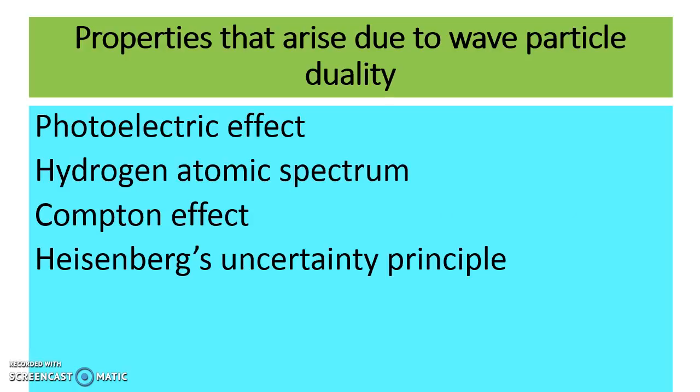Combining these two properties, namely the wave and particle characteristics of subatomic particles, the properties that arise due to this duality are the photoelectric effect, hydrogen atomic spectral lines, the Compton effect, and Heisenberg's uncertainty principle. So we will see about them in detail in the other presentations.